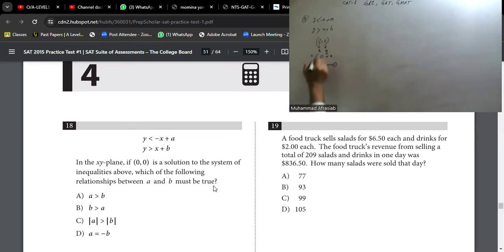And if we put in the second form, y is again 0, so 0 is greater than 0 plus b, or in other words, b is less than 0. That is the second form of that. So 0 is greater than b, so b is here and a is at this point. Since b is less than 0 means negative and a is greater than 0 means positive, we have the relationship.